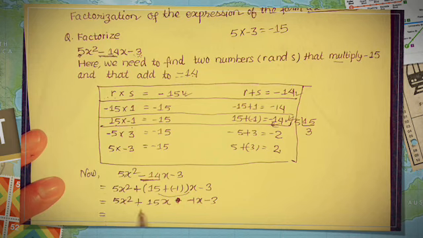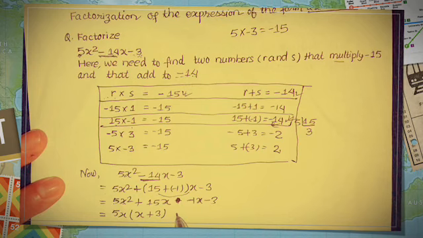Now from here, 5 is the greatest common factor, and x is also common, so 5x is taken common. So if we divide 5x squared by 5x, then x is left here. If we divide 15 by 5, it is 3, and if we divide x by x, then only 1. And here we can take minus 1 common. So if we take minus 1 common, then it becomes x, and if we divide minus 3 by minus 1, it becomes plus 3.